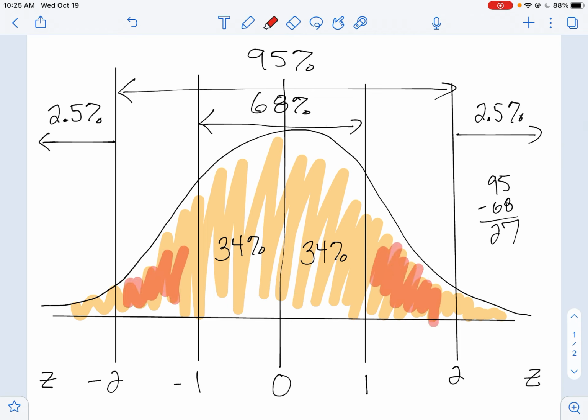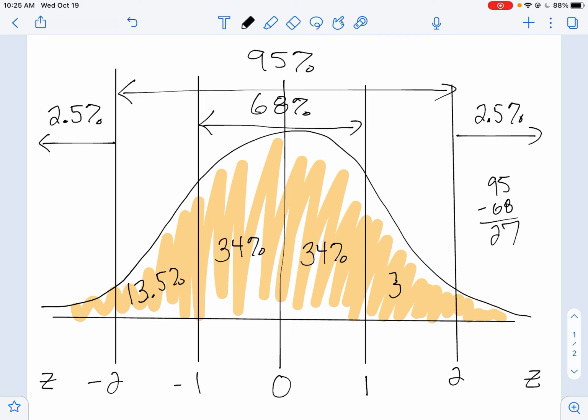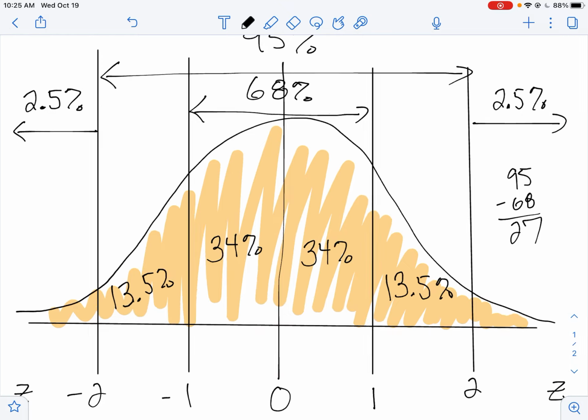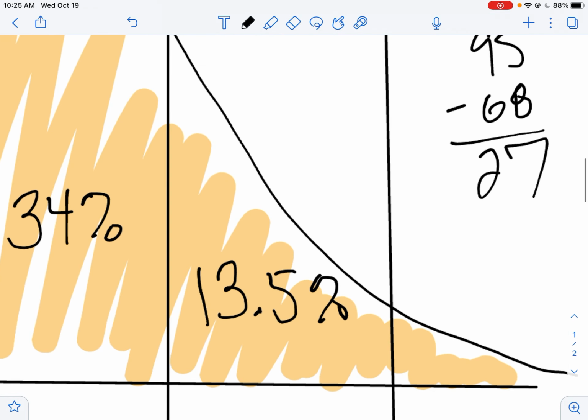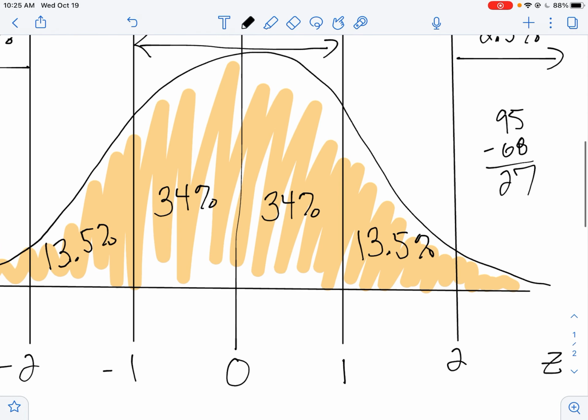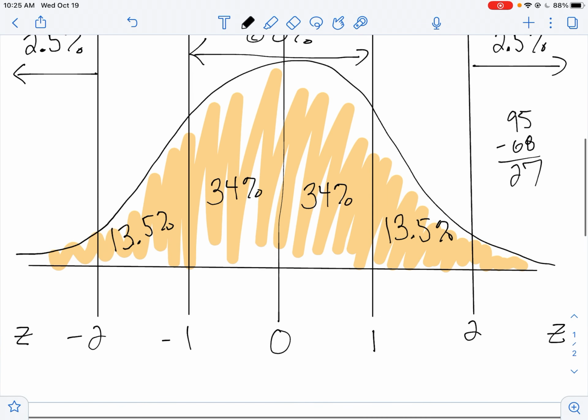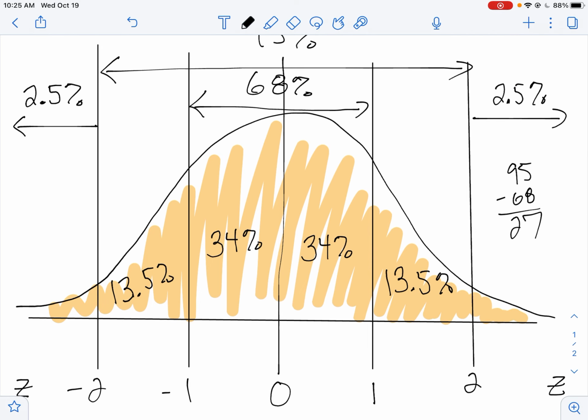If I take that 27 and cut it in half, I'm going to get 13.5% of my data between -1 and -2 standard deviations, and 13.5% of my data between 1 and 2 standard deviations, which makes sense because you'll notice that less of it is colored in here when you're going between 1 and 2 than between 0 and 1. And I've got that 2.5 I've already accounted for. That 5%, I don't have to account for that anymore. So I'm in pretty good shape.